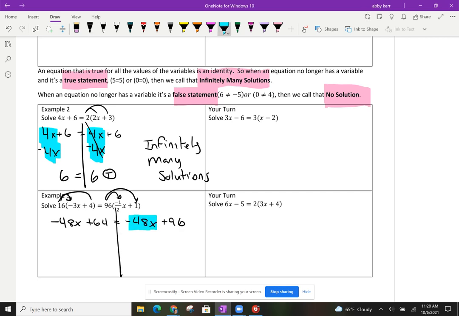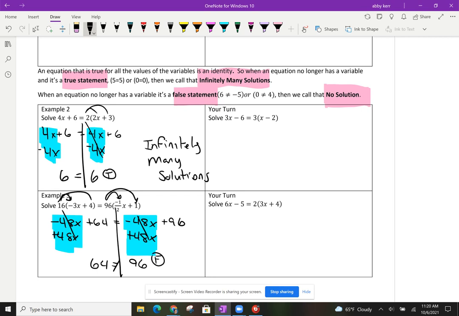So our brand new step is moving the variables to the left side. How do I undo a negative 48x? I add 48x on both sides. And those are going to cross out. Now here I'm left with 64, and then I'm left with 96. 64 can never equal 96. They're not the same number. So that's what happens when you get a false statement.